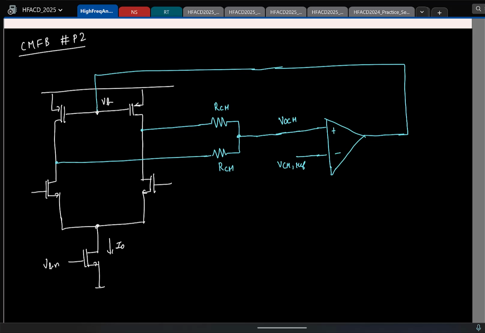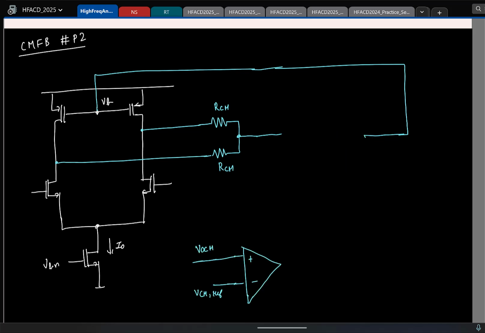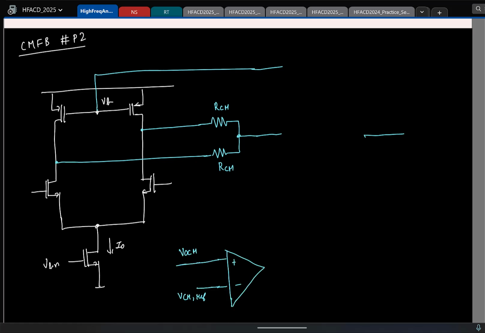Cool. So now we have to replace this fellow. I need an op-amp or a block that takes in 2 inputs and gives a single-ended output. What is the simplest candidate that you know? The 5 transistor OTA. So let's replace it with the 5 transistor OTA. We'll keep this aside so that we know what to do here, and I'll draw the 5 transistor OTA first.